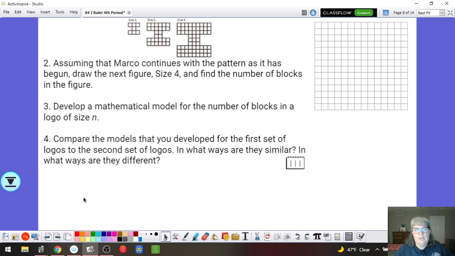So assuming that Marco continues with the pattern as it has begun, we're going to draw the next figure, size 4, on a grid and find the number of blocks in the figure. We're also going to develop a mathematical model. We're going to do that by completing a table and writing recursive and explicit formulas. And I'll explain why we're not going to graph this one in a second. And then we're going to compare the models.